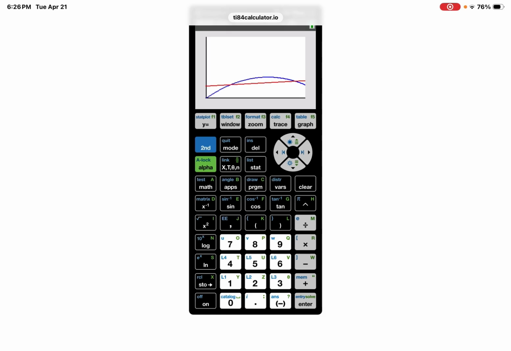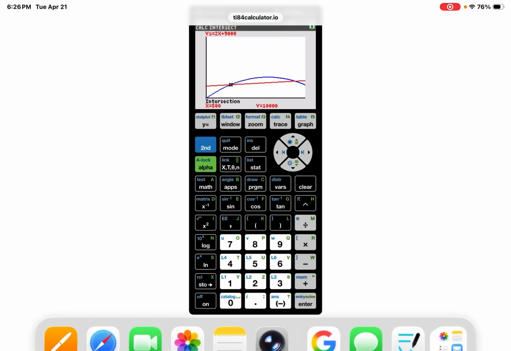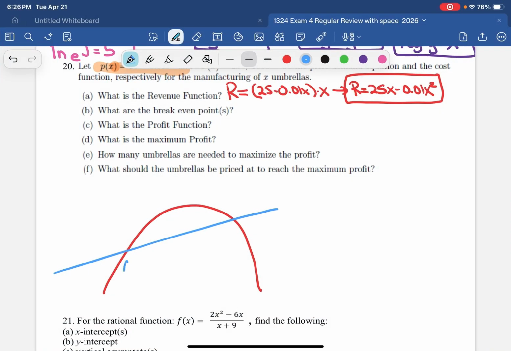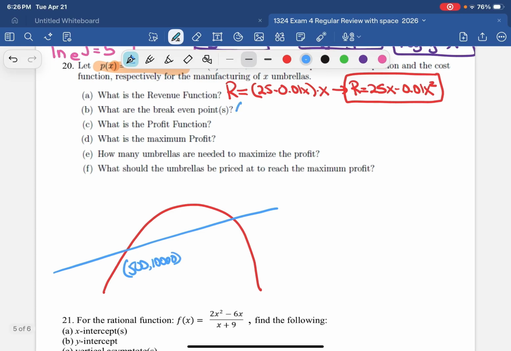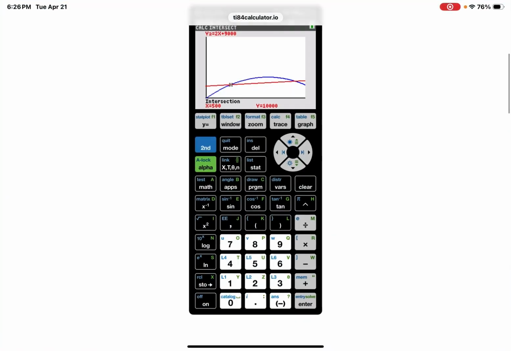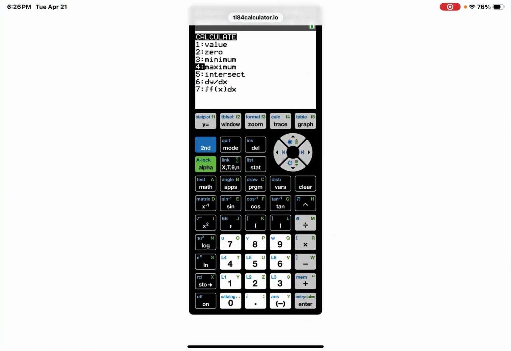Okay. So I'll go to second trace, number 5 is intersect. And then enter, enter, enter. And that first one there is going to be at 510,000. So I'll go ahead and write that down. So this one's at 510,000. Break even point is 510,000.